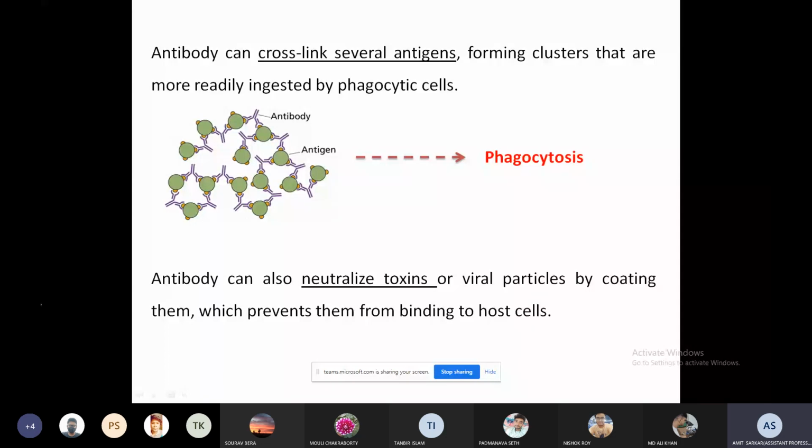But another thing is that microorganisms do not all work in a similar fashion, and some of them release toxins. Say, for example, Vibrio cholerae, which is responsible for the disease cholera, releases cholera toxin. For diphtheria, Corynebacterium diphtheriae releases diphtheria toxin. For tetanus, the bacterium releases tetanus toxin. So antibody can also neutralize those toxin products, or sometimes virus particles, by coating them, which prevents them from binding to the host cell. Okay.